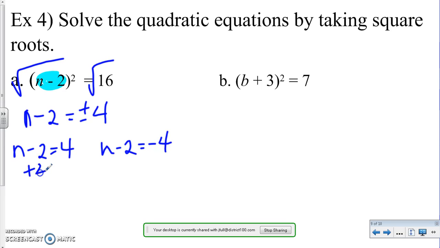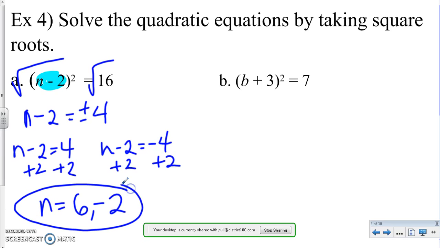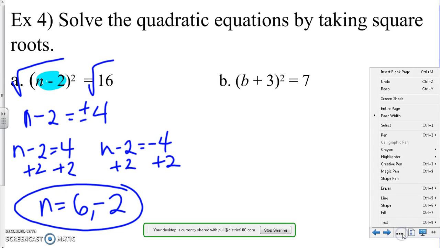So add 2 to both sides for the first one. 4 plus 2 is 6. Add 2 to both sides for the second one. Negative 4 plus 2 is negative 2. That is actually my final answer. So let's do one more.